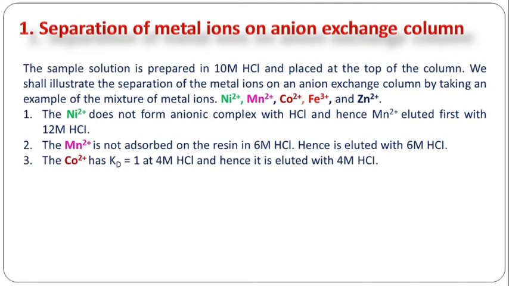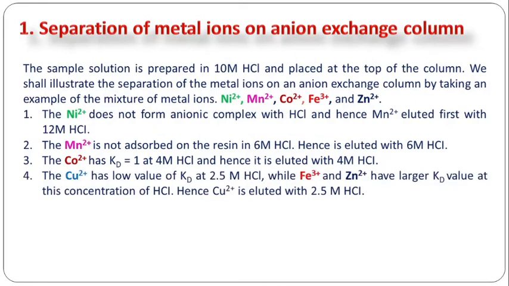Cobalt 2 plus has a distribution coefficient of 1 at 4 molar HCl and hence it is eluted at 4 molar HCl. So the distribution coefficient of cobalt is very low in 4 molar HCl. The exchange between resin and solution will be fast and it drains out very easily. Co2 plus will come out very easily with the solution when the concentration is 4 molar.